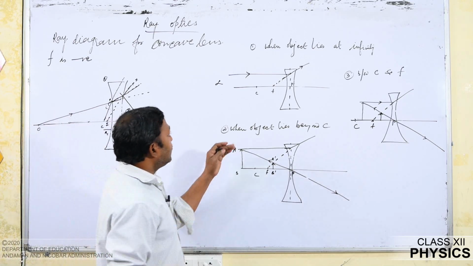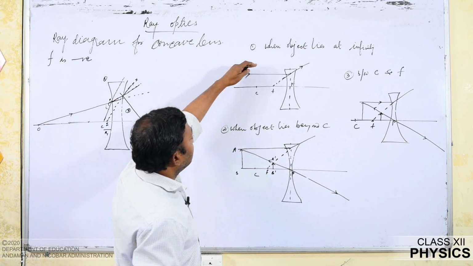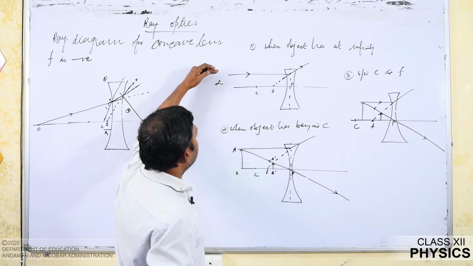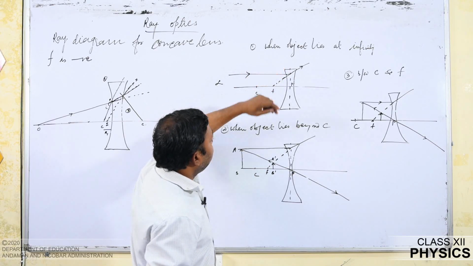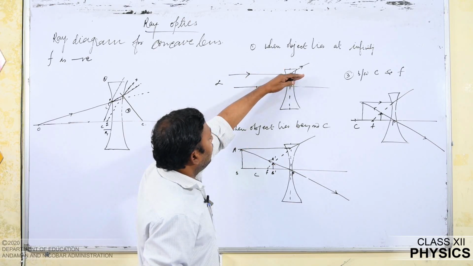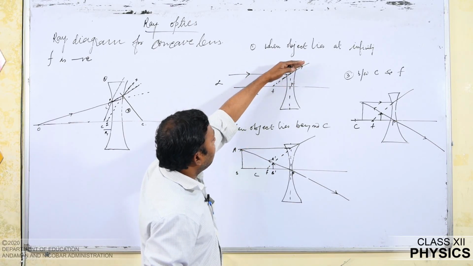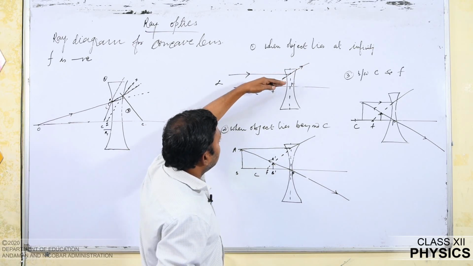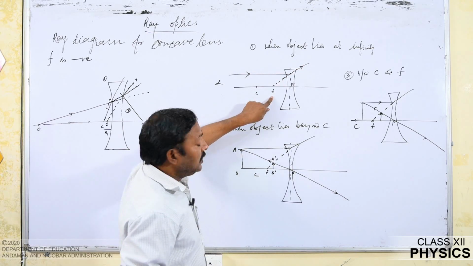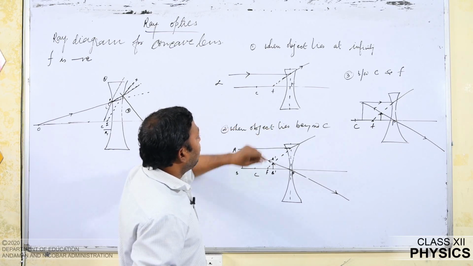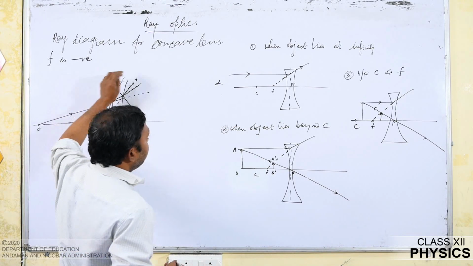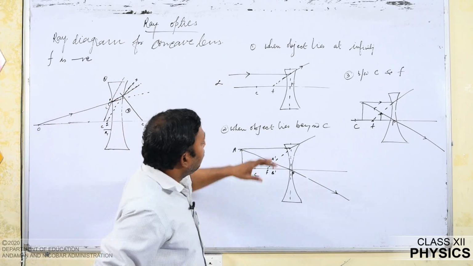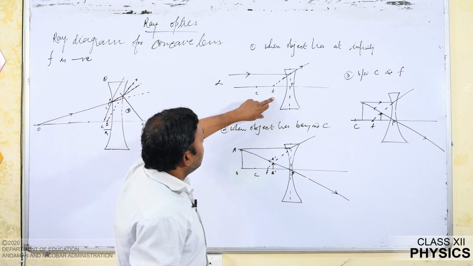Here parallel beams are coming from infinity. Here the object is placed at infinity, therefore parallel beams are coming from infinity. This will enter the concave lens and it will diverge. So, these diverging rays, when produced backward, will meet at a point called the focus point. So, here we are getting a virtual focus, that is why its focus is negative. So, for a concave lens, the image is virtual.